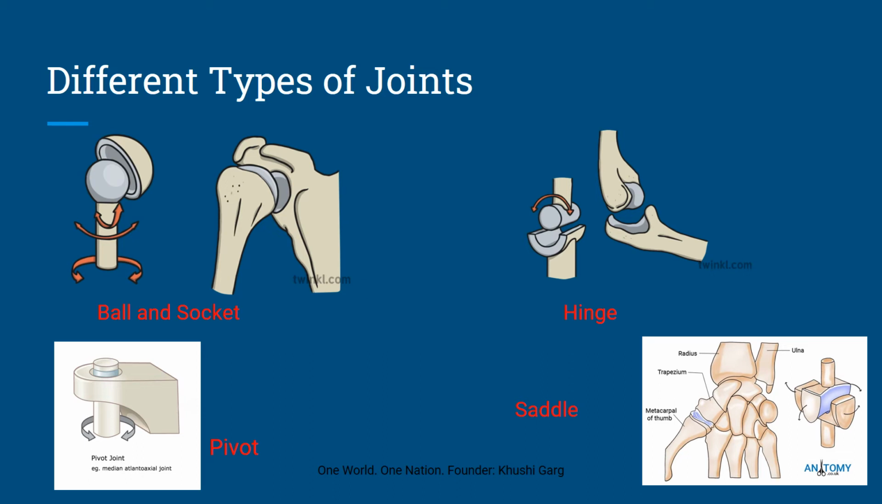The last joint type we're going to be talking about is the saddle joint, and it basically looks like a saddle and is found in your thumb. This joint is found in your thumb, and it basically allows for back and forth movement.